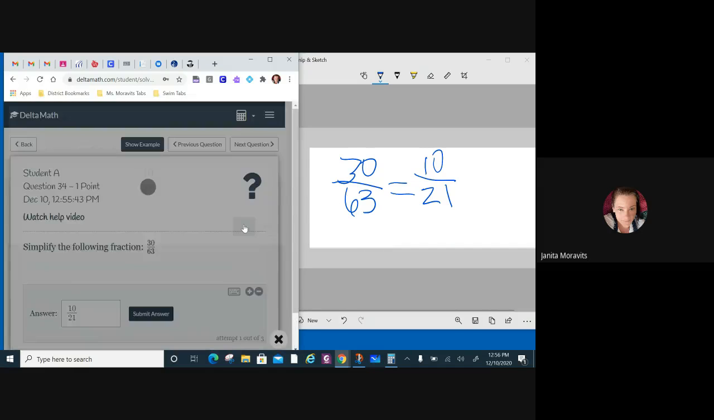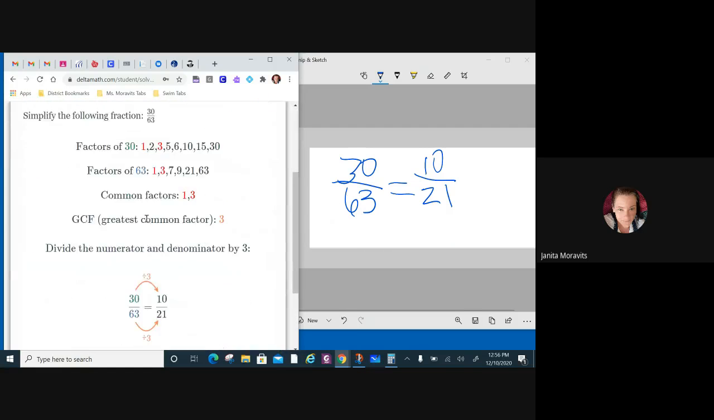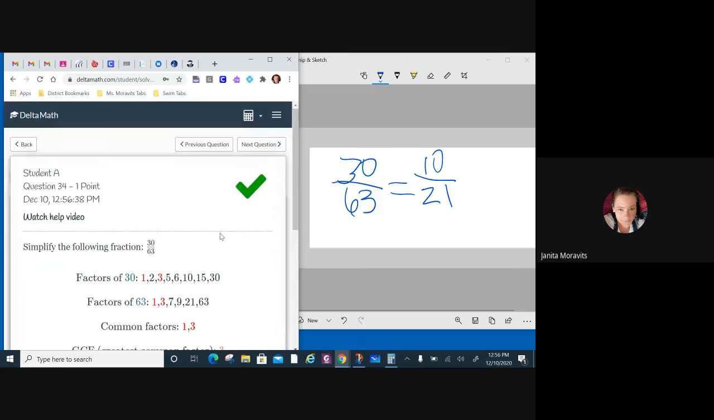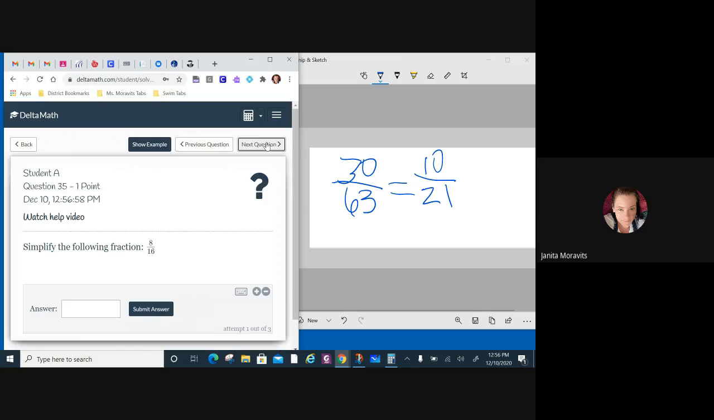All right, let's submit that answer. There we go. You can take a look at how they did it with the factors and all. Sometimes it's easier to just look at it and say, oh, I know I can take a 3 out. If they were both even, I know I could take a 2 out and just get it to its simplest form. All right, so you are going to do question 35 and 36 on your own. Pause the video when you're finished. Go back and turn the video back on and join us for question number 37.